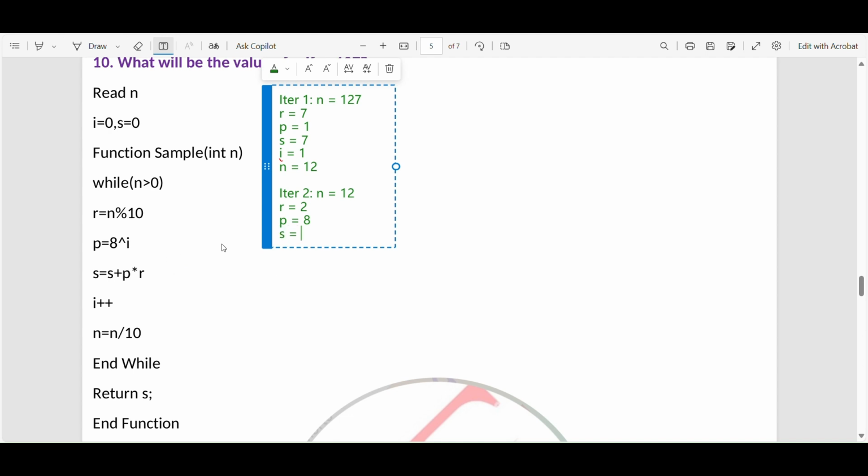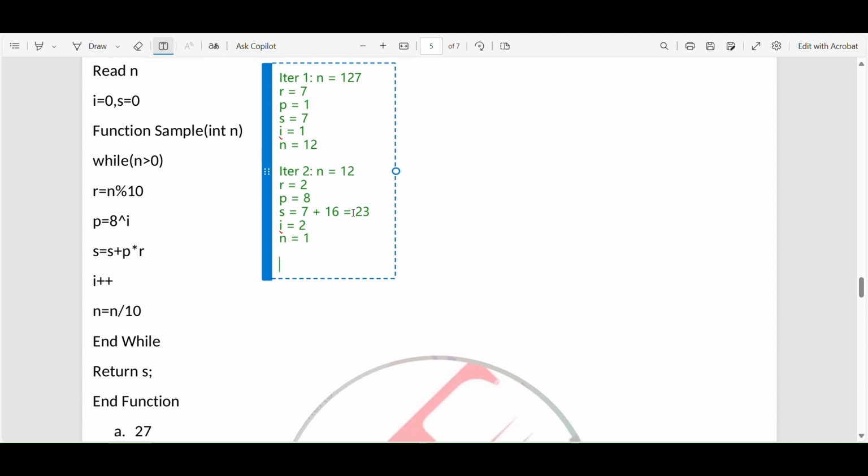And in the second iteration, the value of s will be s plus p into r. The previous s is 7, so 7 plus p into r. P into r is 16 here. So when you add 16 plus 7, we will be getting 23, right? And next, I value is incremented by 1, then it will become 2, and n value will become 1 because it is divided by 10. And this is about iteration 2, and the next one is iteration 3.